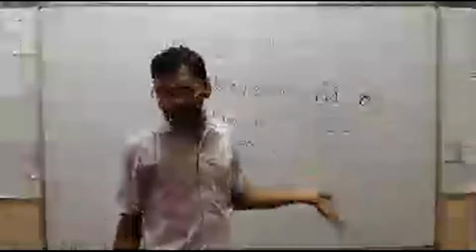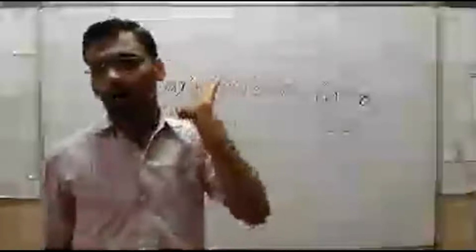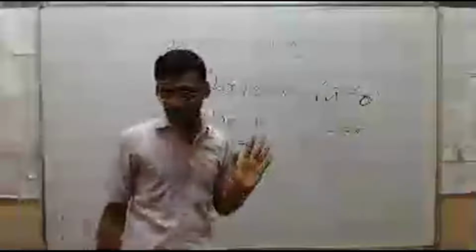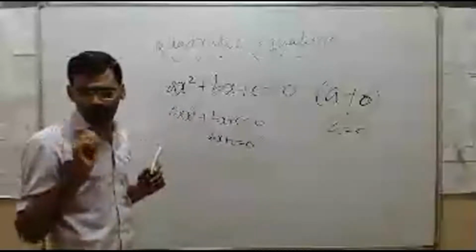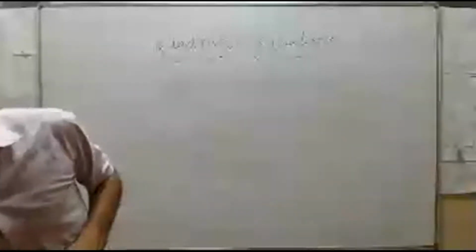The b value may be 0 or the c value may be 0, but in a quadratic equation the a value is always not equal to 0. It means the coefficient of x square should always be not equal to 0. The b value may be 0, the c value may be 0, no problem. Now the standard form of a quadratic equation is ax square plus bx plus c is equal to 0. Then we have to solve an example problem.